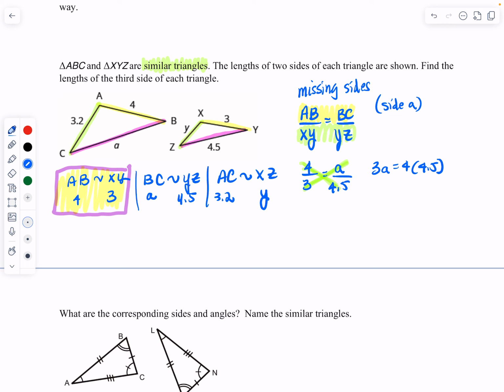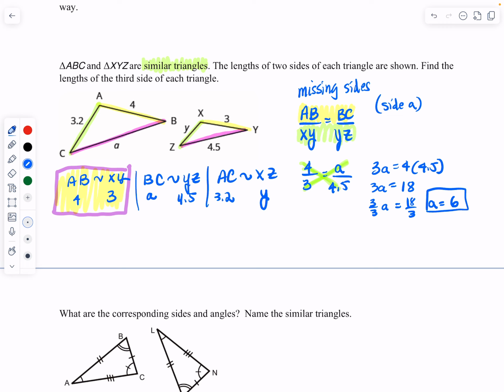So if I multiply that, I get 3A equals 4 times 4.5. So when I multiply that out, I'm going to get 18. Okay? I'm going to divide both sides by 3. And when I do that, I get A equals 6. Okay, so side A's measure is 6.